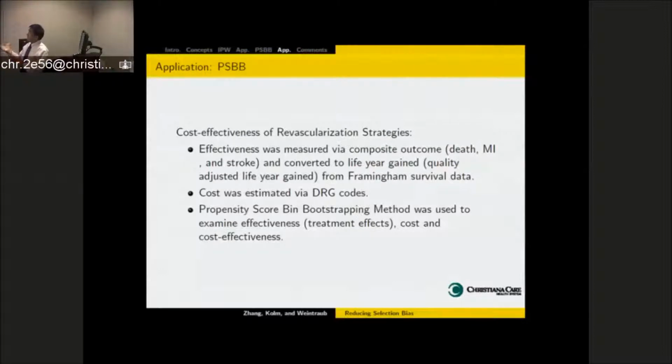Okay, we used this propensity score bootstrapping matching for the health economics in ACCEL. So in ACCEL, the effectiveness was measured by death, MI, and stroke, and converted to life years gained. The cost was estimated by using DRG codes. So we use the propensity score bootstrapping method to examine effectiveness, cost, and the cost effectiveness, and we will see it in more detail.